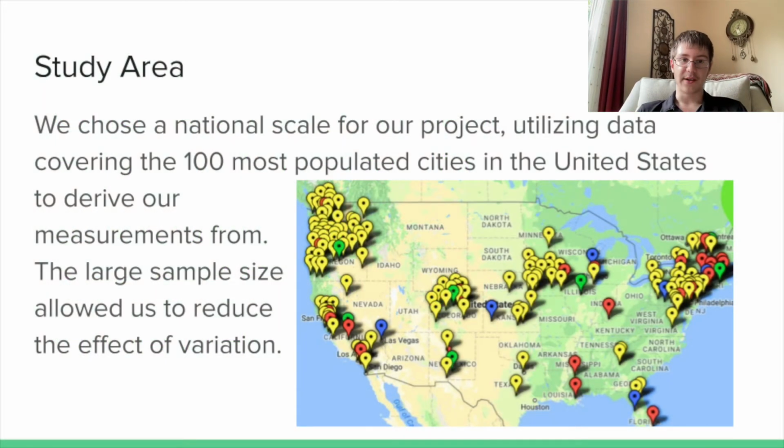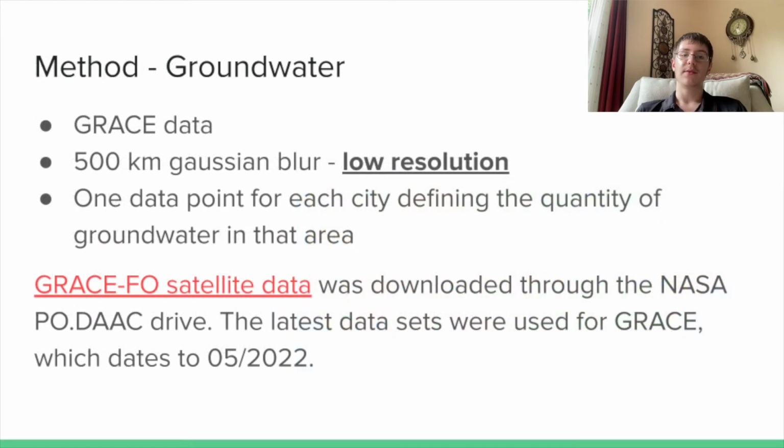For our study area, we chose to examine the 100 largest cities in the US, the goal being to reduce noise in the data through a very large sample size. For each city, we collected data on the quantity of groundwater and the strength of the urban heat island effect. To begin with, we first have to answer, how can we measure groundwater?